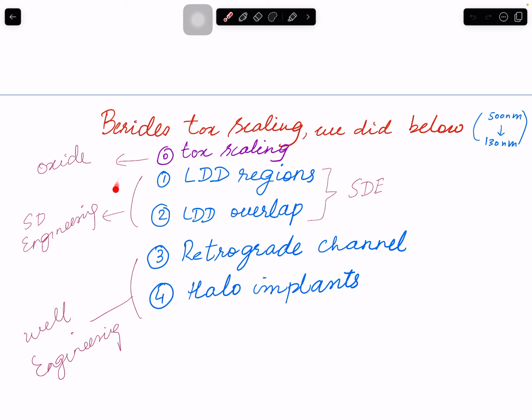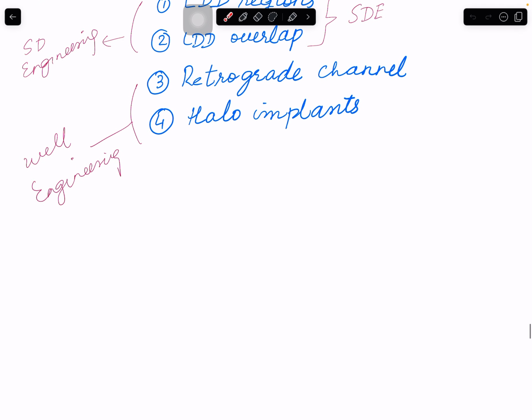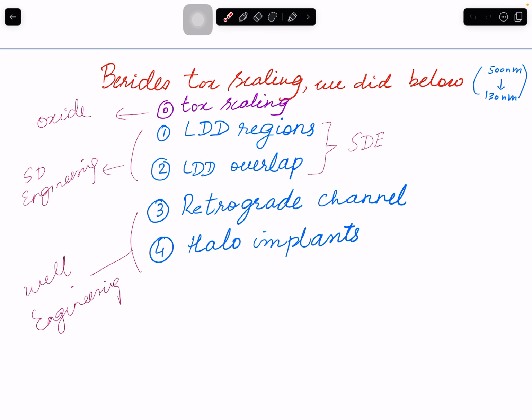So I divide these into three main categories. One is oxide scaling, the silicon dioxide, I mean, the one between gate and the channel. Then engineering of the source and drain regions. Then the well, between N and P there's a well, which is where eventually a channel is formed. So engineering of that. So the goal overall is to combat against the short channel effects.